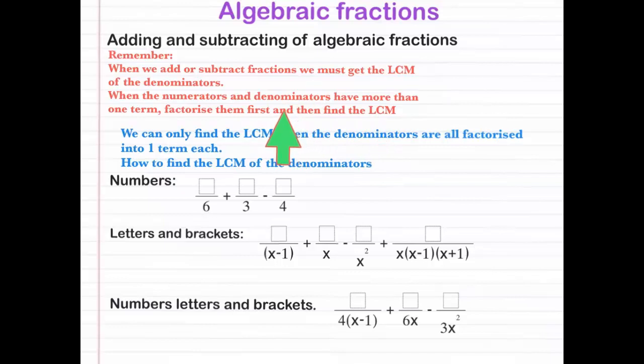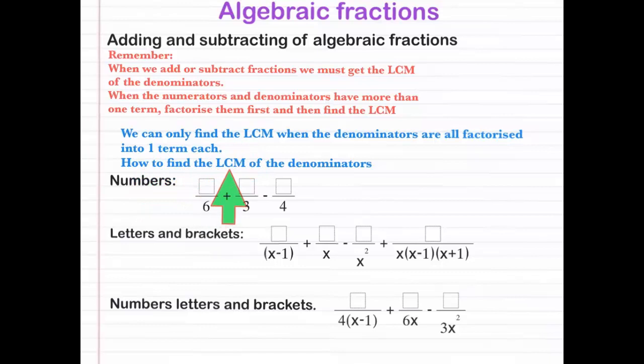Just like when we did the multiplication and the division, if there's more than one term in my numerator and denominators, we want to factorize them, because we can only find the lowest common multiple when the denominators are all factorized into one term each. So we cannot get a lowest common multiple if the denominators are more than one term, okay?